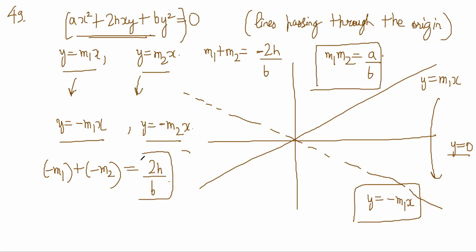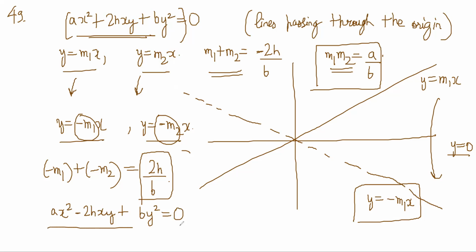So instead of h, you have to put minus h in the new equation. The product remains unchanged, but the sign changes. You have reversed this: minus m1 minus m2. Product doesn't change, so a and b have the same sign, but the h has to change sign. It will be this equation, because instead of m1 you have minus m1, and m2 is minus m2. Okay, so that is the answer.